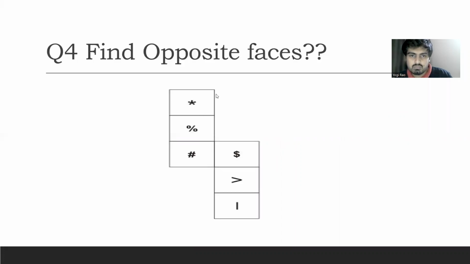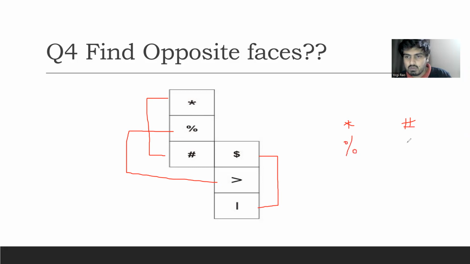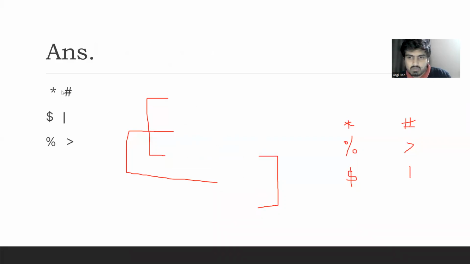In this type, these are open dice where this face will be opposite to this and this will be opposite to this face, and the remaining two faces will be opposite to each other. So star will be opposite of hash and percentage will be opposite of greater than, and what is left, the dollar sign, will be the remaining. Let's check our answer. Star is opposite of hash and percentage greater than. Right, our answer is correct. Let's move to the next question.